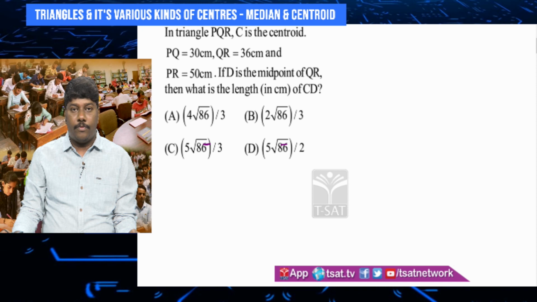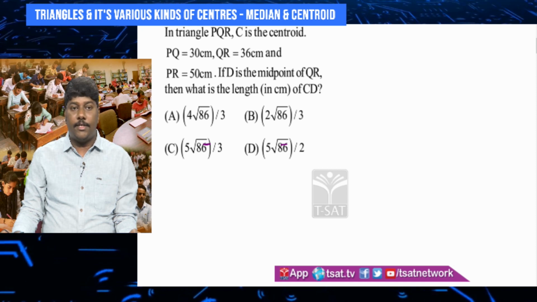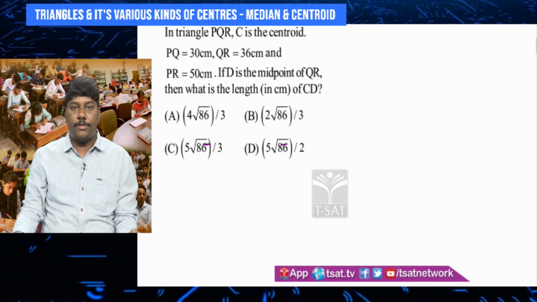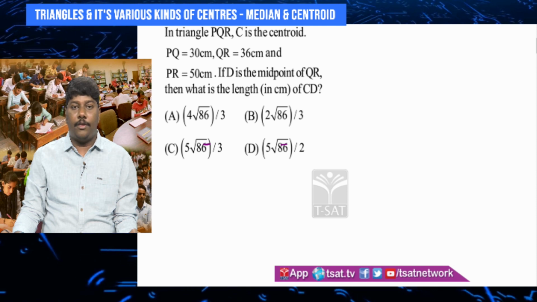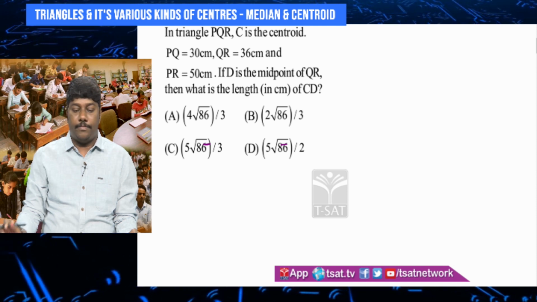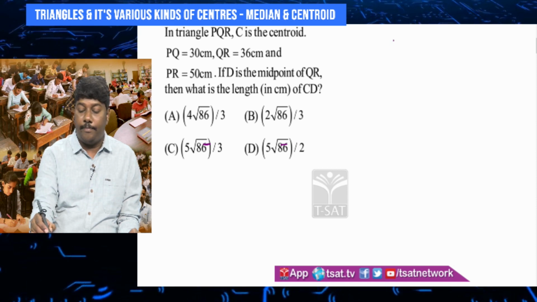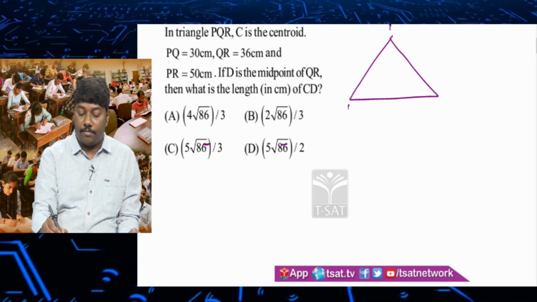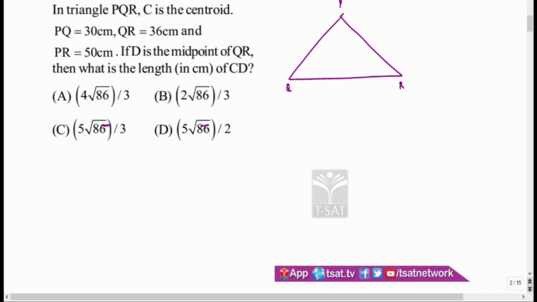Let us look at this problem. In triangle PQR, C is the centroid. PQ is equal to 30 centimeter, QR is equal to 36 centimeter and PR is equal to 50 centimeter. If D is a midpoint of QR, then what is the length of CD? Draw this triangle PQR. PD is a median, D is a midpoint of QR. C is a centroid. C divides the median in the ratio 2:1. Therefore, CD is equal to 1/3 of PD.